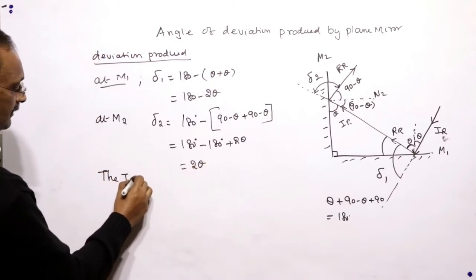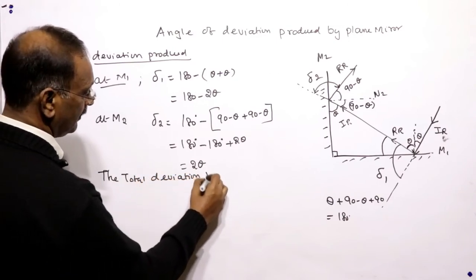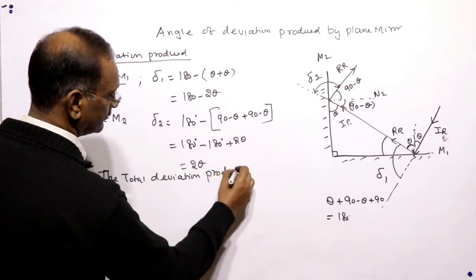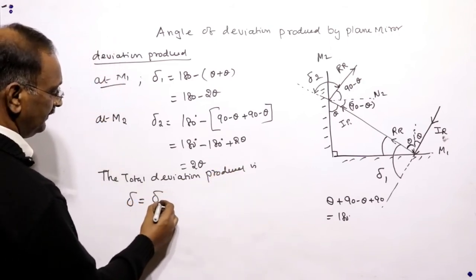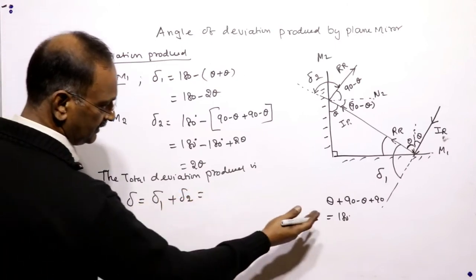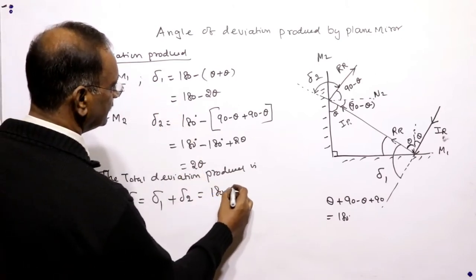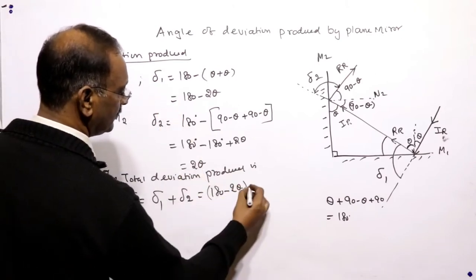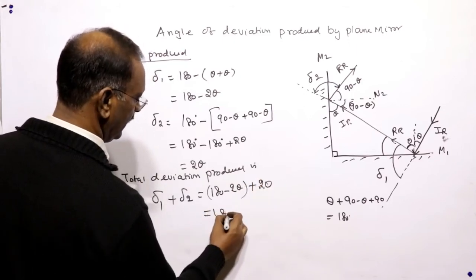The total deviation produced is equal to the deviation produced at mirror 1 plus the deviation produced at mirror 2. For mirror 1 it is 180 minus 2 theta, and for mirror 2 it is plus 2 theta, which is equal to 180 degrees.